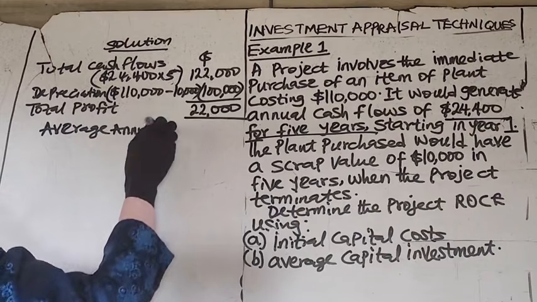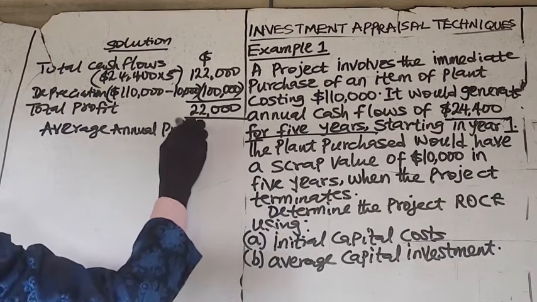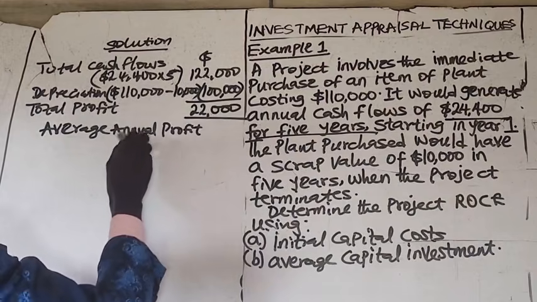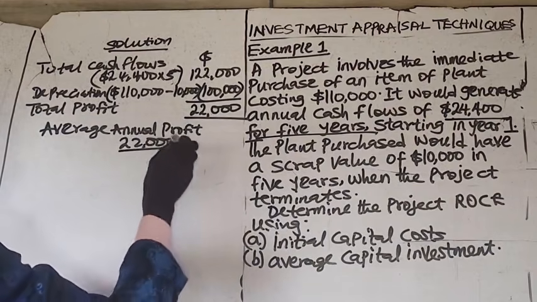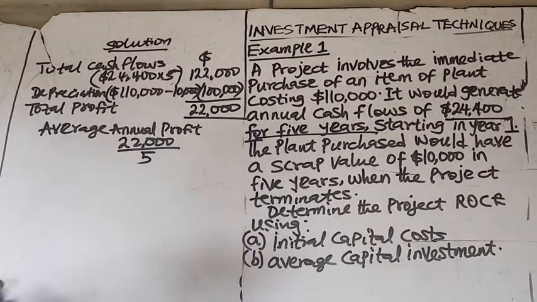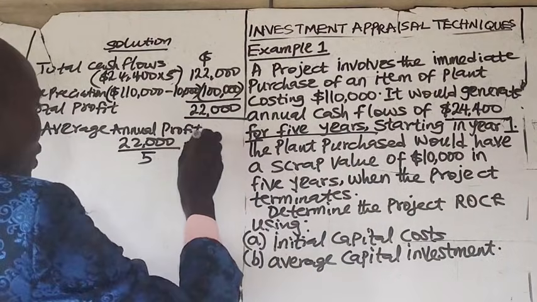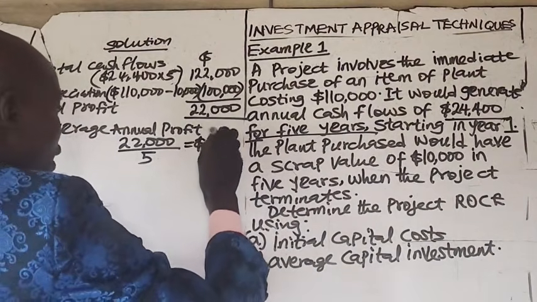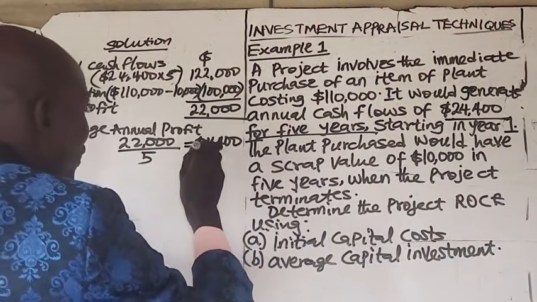Annual profit, that will be $22,000 divided by, remember the project life is 5 years. So 22,000 divided by 5, that gives us $4,400.